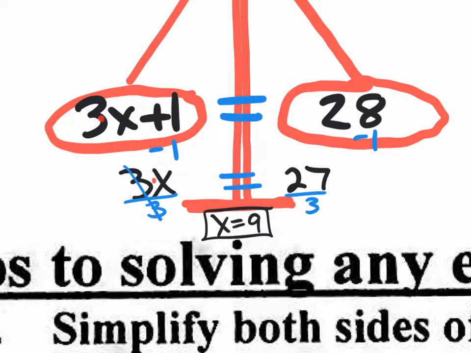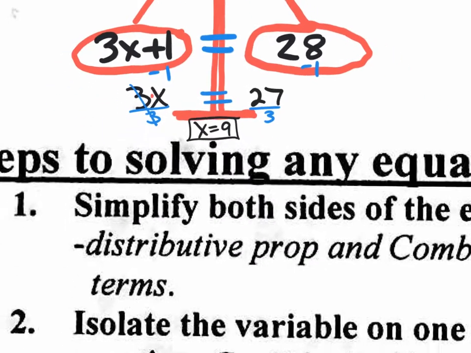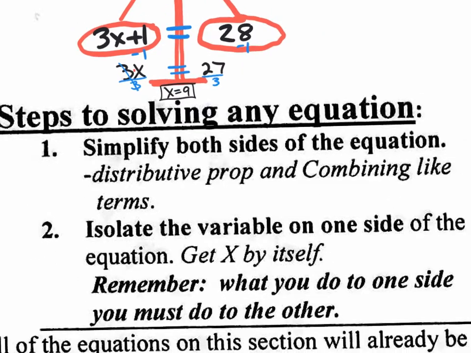Could you combine 3x and the number 1? No. So there is nothing to simplify it. Guys, this is what we call a simplified equation. All right? So step 1 is to simplify each side, but we already have simplified equations on this section.